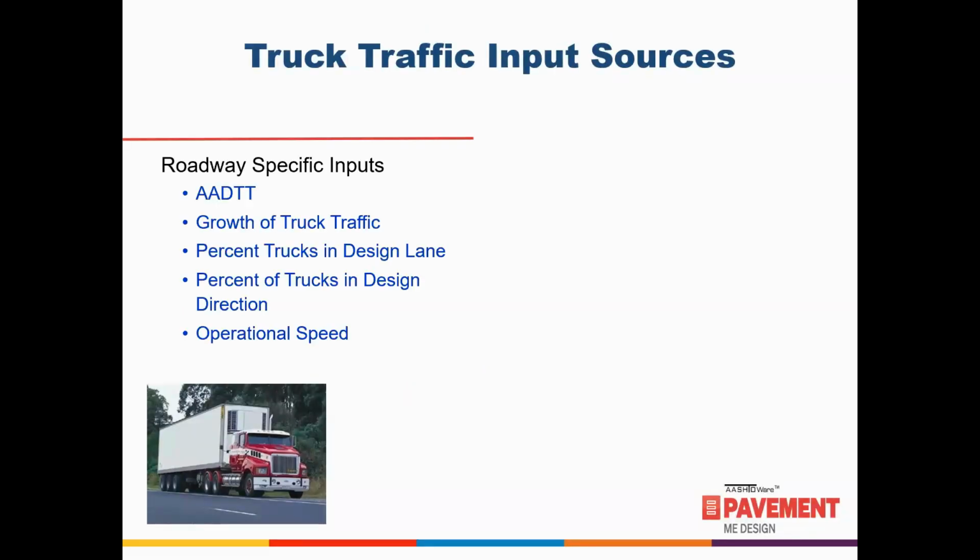Now, looking at this another way, we can split these into roughly three different categories as far as where this information is coming from. So some of this is basically specific to the roadway. You're going to have a certain amount of truck traffic in different corridors and a growth rate. And then also based on the number of lanes and the reasons for generating traffic, that'll dictate what the percent of trucks in the design direction is, and then finally operational speed.